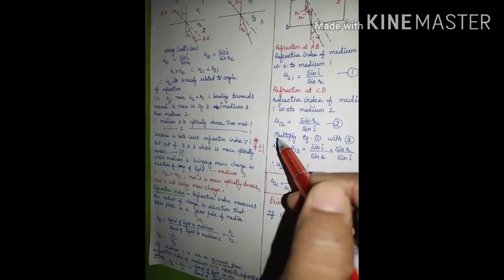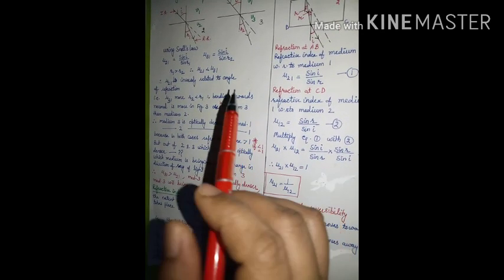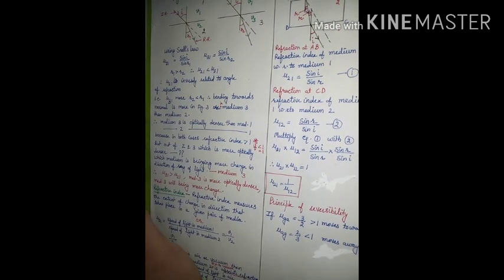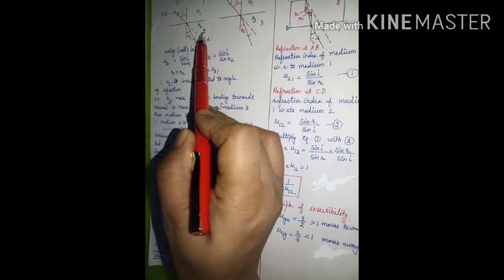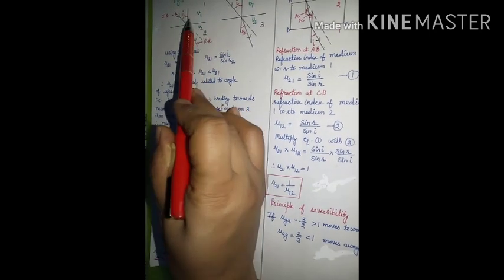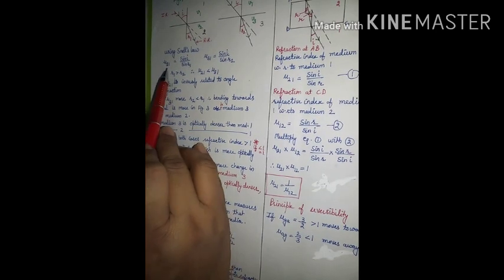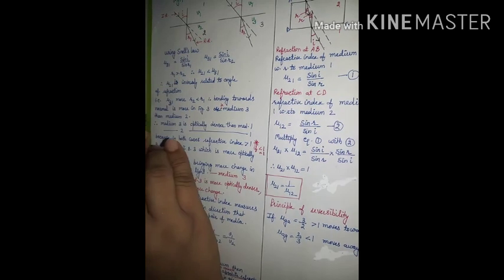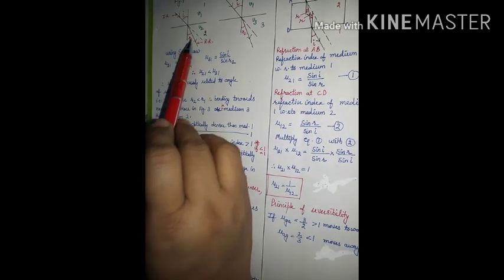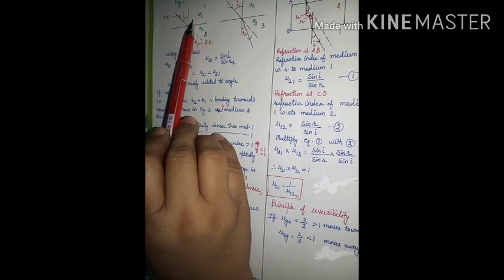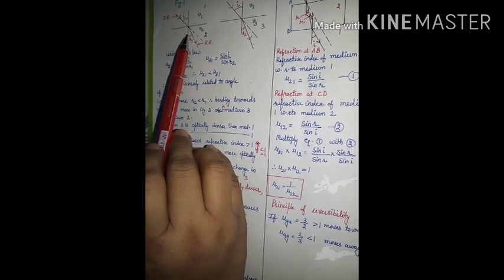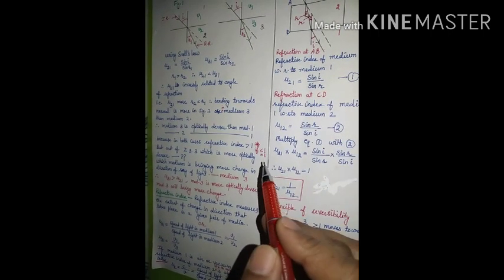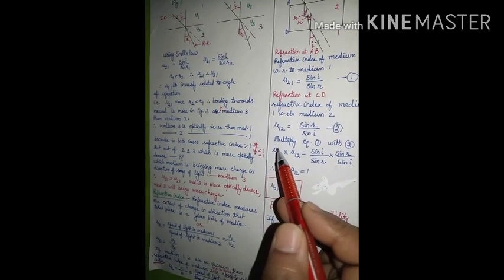I am again repeating my question. If the ray of light is going from medium 1 to medium 2, 3 cases can be there. Either the refractive index of medium 2 with respect to medium 1 will be greater than 1. If it is greater than 1, then the ray of light will bend towards the normal. My question is, if the refractive index of the second medium with respect to the first medium is less than 1, then what will happen? The answer will be, the ray of light will not bend towards the normal, it will go away from the normal.